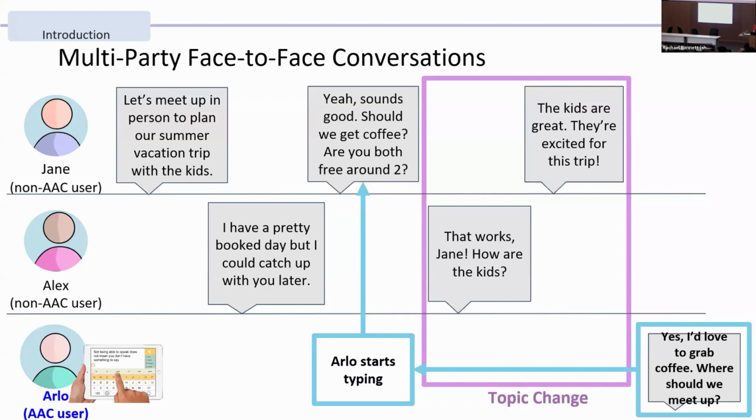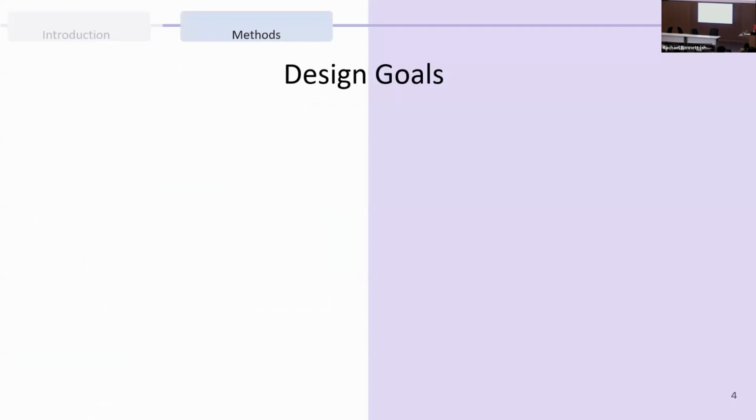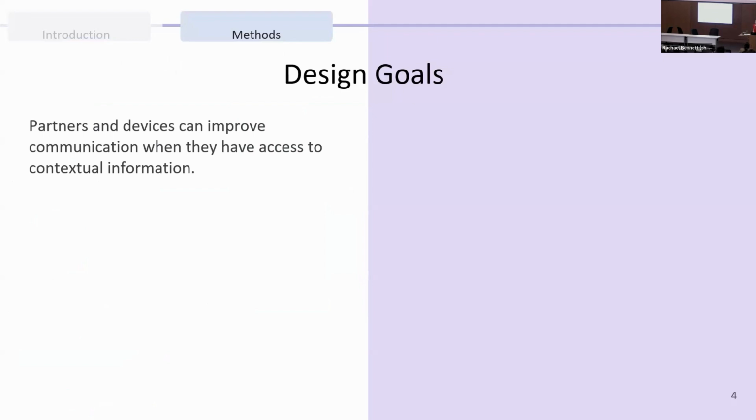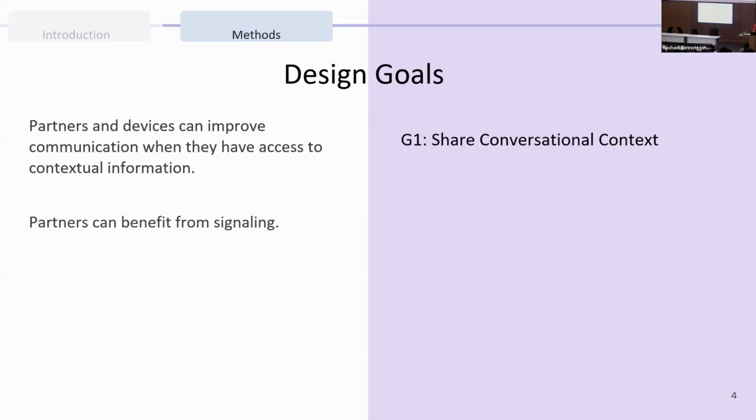So we did two formative studies, through conversation analysis and through participatory workshops, to understand what we could build to support this out of context problem, this time asymmetry challenge. We learned through these studies that partners and devices can improve communication when both parties, so non-AAC users and AAC users, have a shared conversational context to work from. We also learned through different workshops that partners really need and can benefit from signaling, so knowing when the AAC user is typing, when they want to speak. So we found this second design goal of providing more awareness.